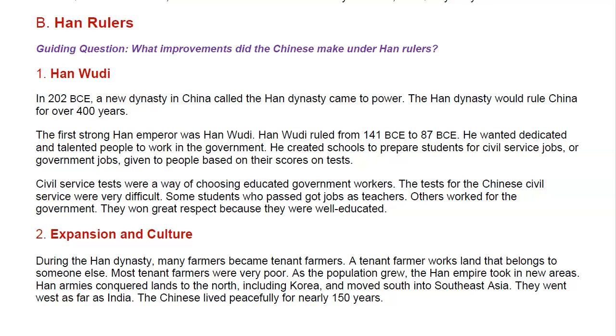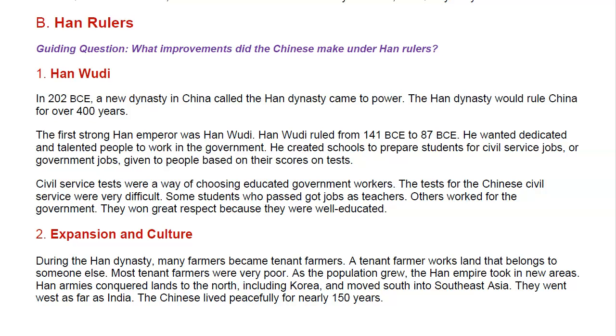He wanted dedicated and talented people to work in the government. He created schools to prepare students for civil service jobs, or government jobs, given to people based on their scores on tests. The civil service tests were a way of choosing educated government workers.